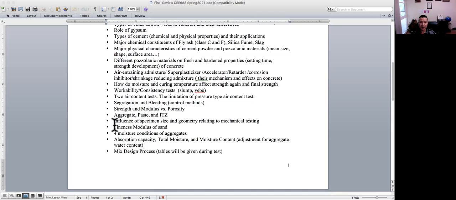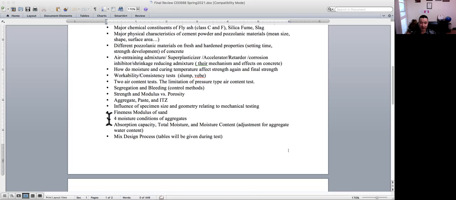All right. Next, influence of specimen size and geometry on mechanical testing. How the length to diameter ratio and the size of the specimen will affect the apparent strength of concrete. And what is the end effect? Basically it means the friction provided by the top and bottom of the compressive strength machine, and how that will affect the strength of concrete.